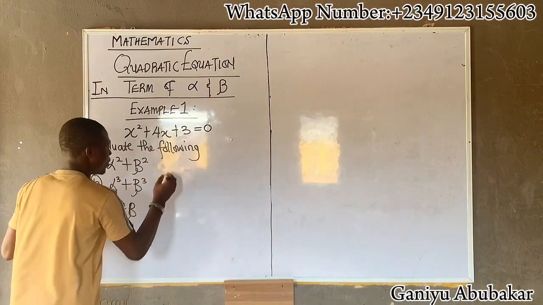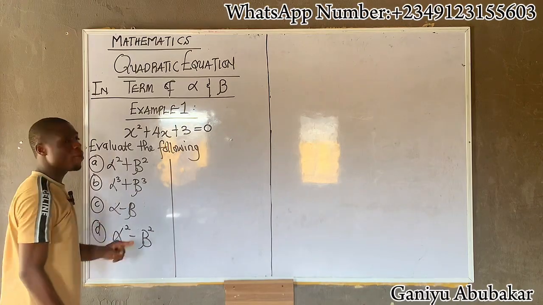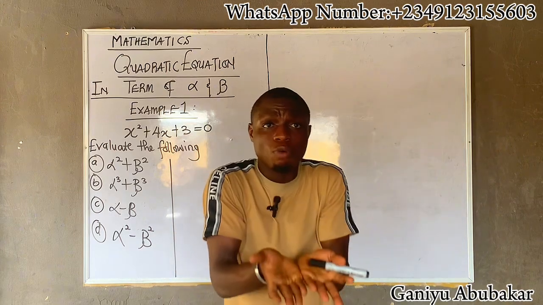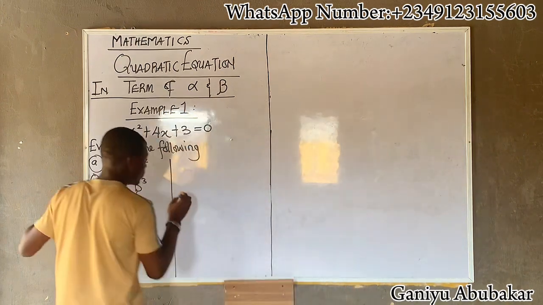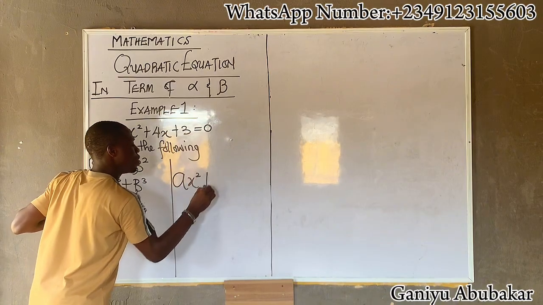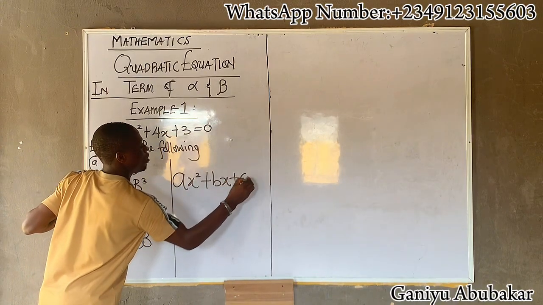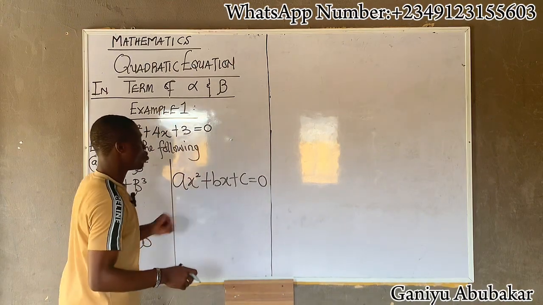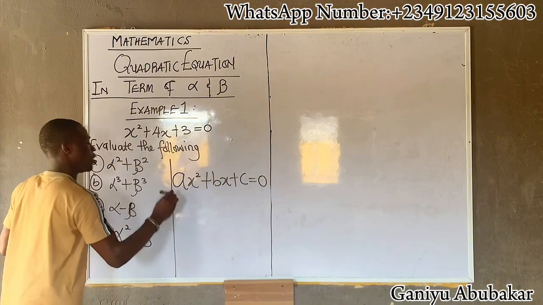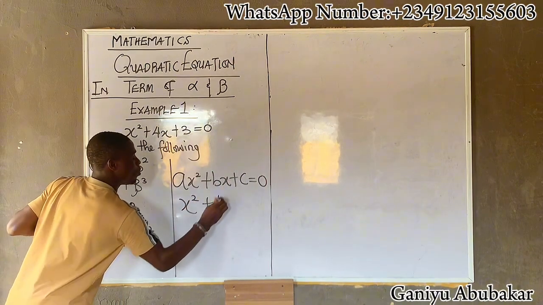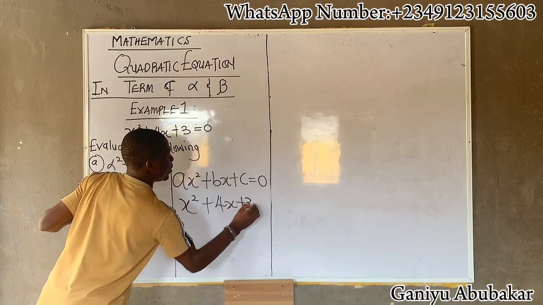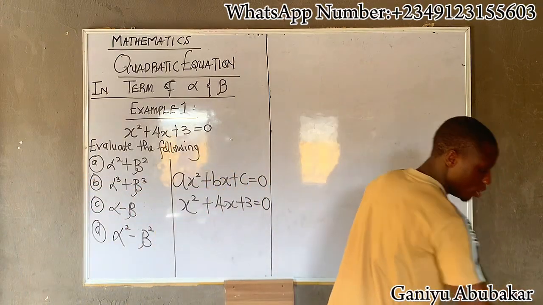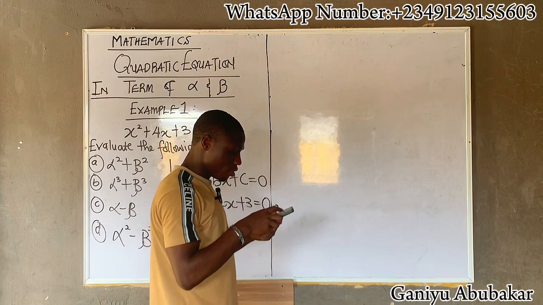What we know is that the general form of a quadratic equation is ax squared plus bx plus c equals 0. This is called the general form of a quadratic equation. The equation given here is x squared plus 4x plus 3 equals 0. Let me confirm. It's plus, correct.